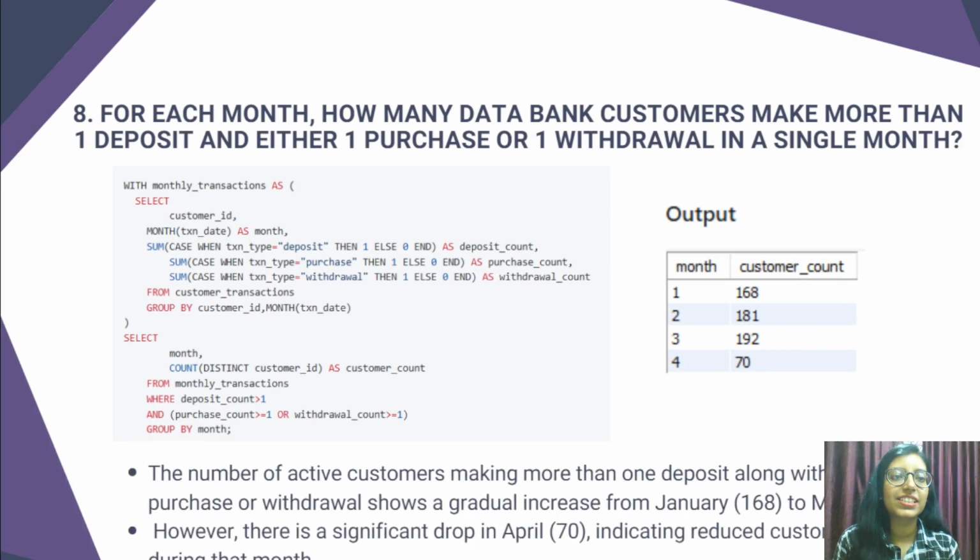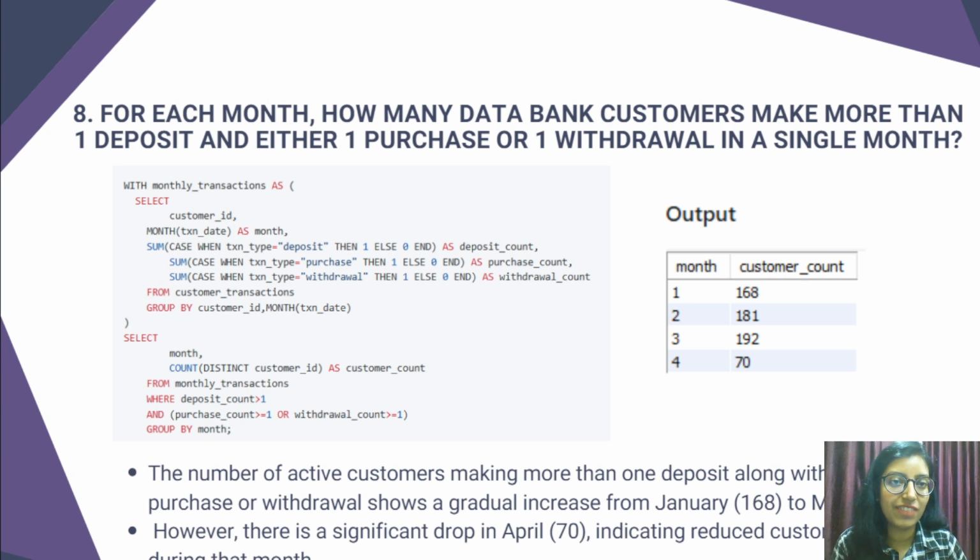In this question we need to identify, for each month, how many Data Bank customers make more than one deposit and either one purchase or one withdrawal in a single month. For this question I faced some problem in solving it. Not a problem, I got stuck because it asks for two or three conditions.